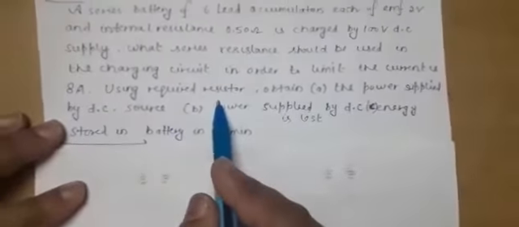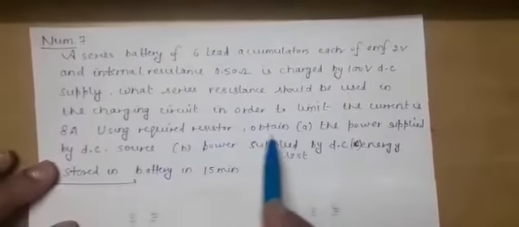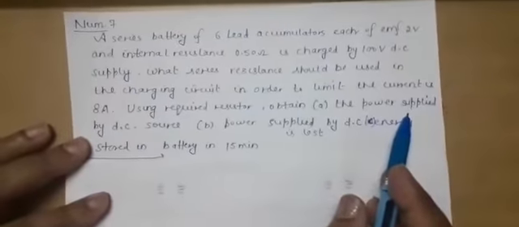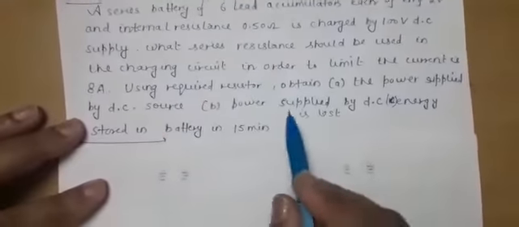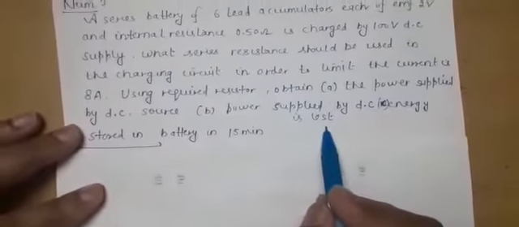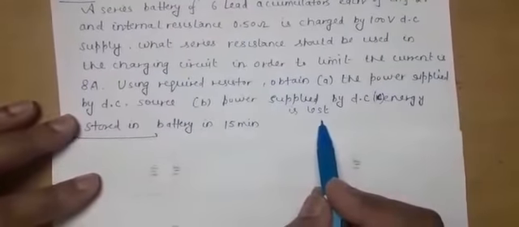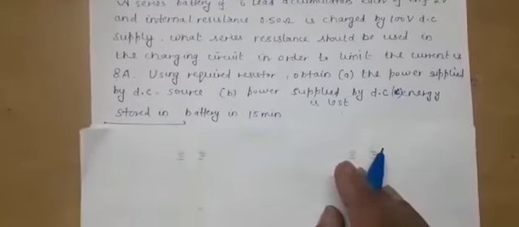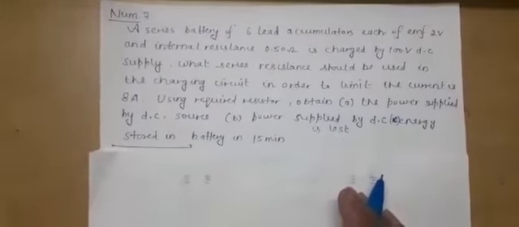Using the required resistor, that means what resistance we will calculate. Obtain power supplied by DC. It means what amount of power is supplied by the source, what amount of power will be dissipated, maybe as heat, and what is the energy stored in the battery within a time of 15 minutes.